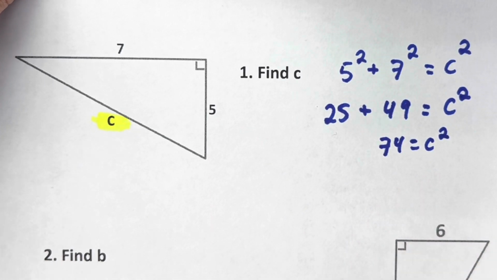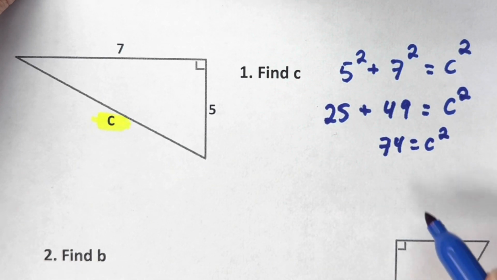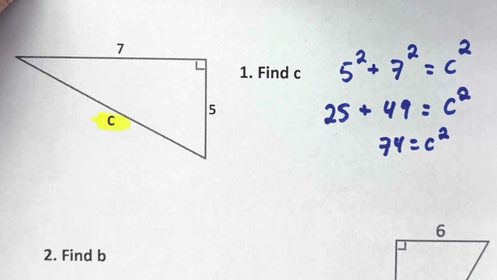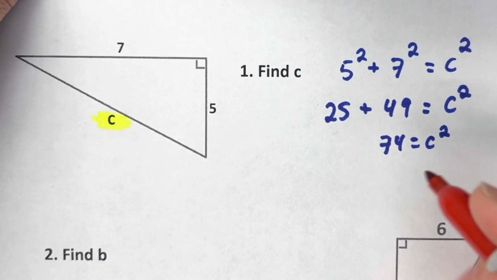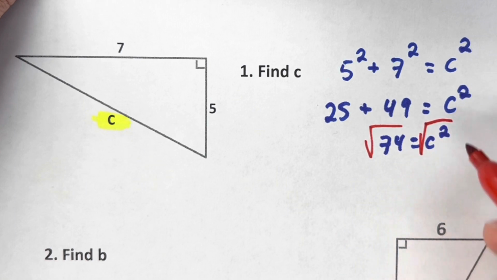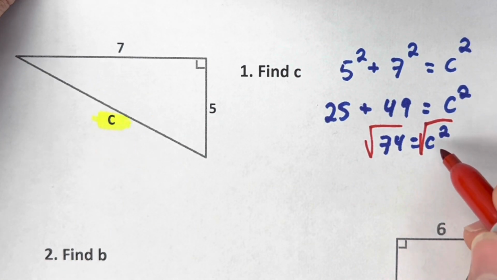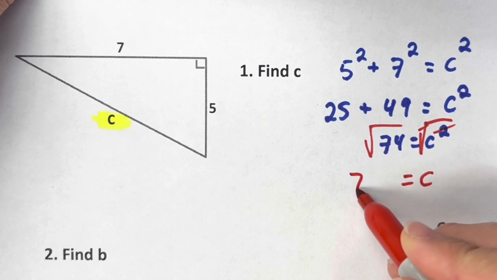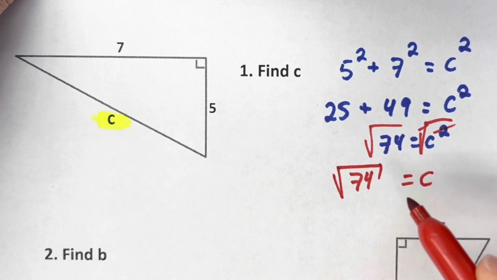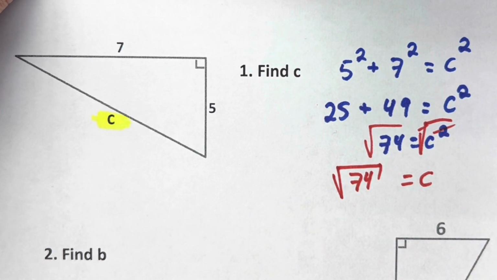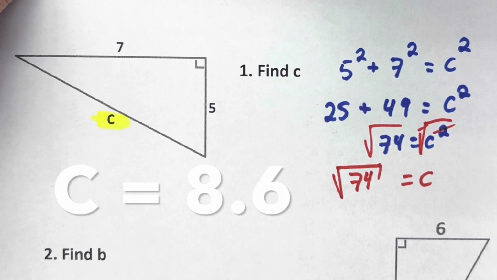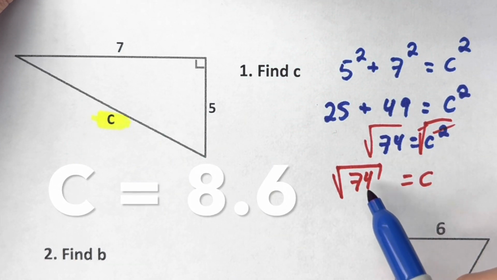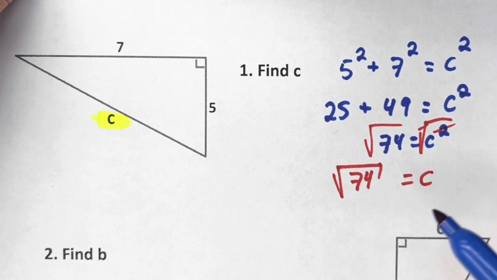Now what I want is the value of c. I don't want c squared. So what I have to do now is a square root on both sides. So I did a square root here, and so this square I cancel with the root, so c will be equal to the square root of 74. So you can leave it like this, or you can find the square root on the calculator, or sometimes you can just simplify this. It depends what the exercise is asking you to do.